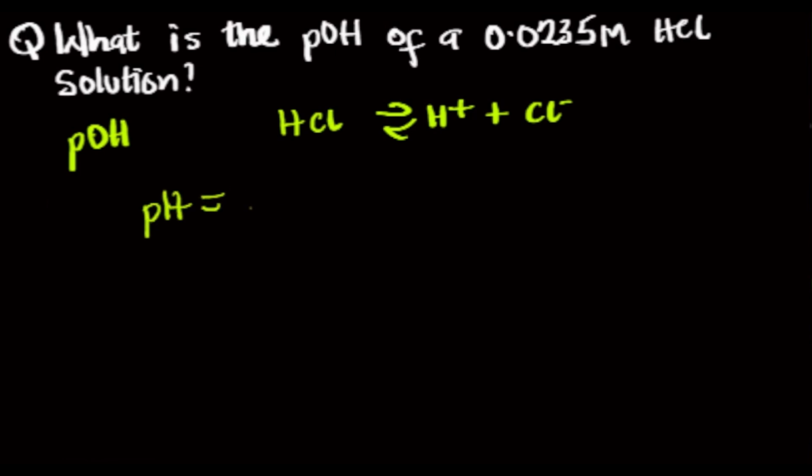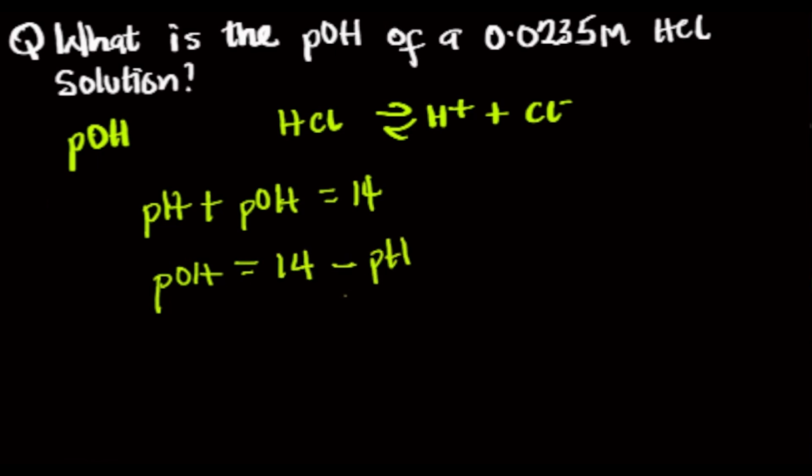Now if that's the case, we can make use of pH plus pOH equals 14. That's what we're going to use, right? In that scenario, we can make pOH the subject of the formula. In that case, we're going to have pOH equals 14 minus pH. That's exactly what we're going to have. And if you recall, pH is equal to negative logarithm of the hydrogen ion concentration.